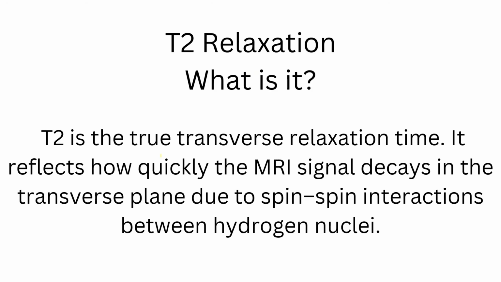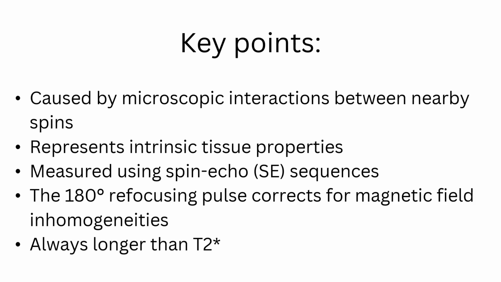Before going straight into the analogy, let's first start with what is T2 relaxation. T2 relaxation is the true transverse relaxation time. It reflects how quickly the MRI signal decays in the transverse plane due to spin-spin interactions between hydrogen nuclei. It is caused by microscopic interactions between nearby spins, and represents intrinsic tissue properties measured using the spin echo pulse sequence.